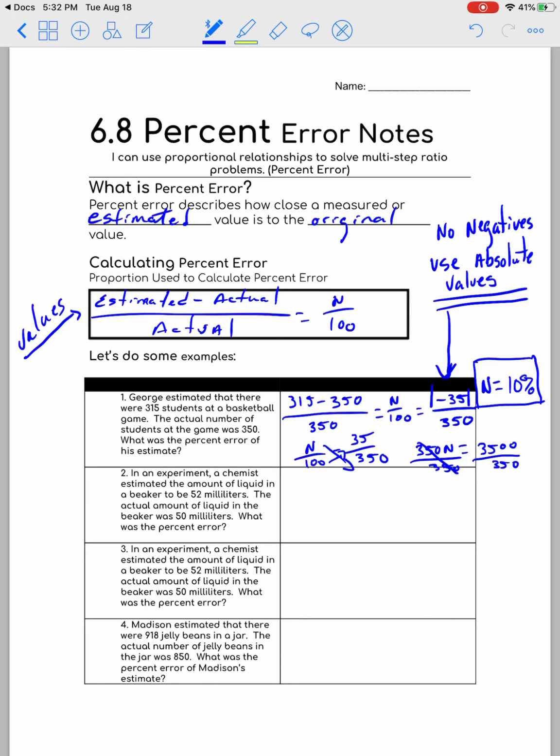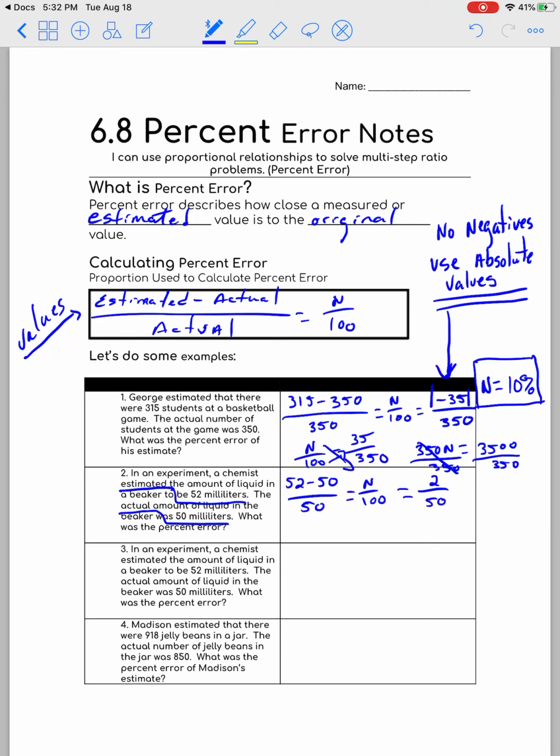In an experiment, a chemist estimated the amount of liquid in a beaker to be 52 milliliters. The actual amount of the liquid is 50 milliliters. What's the percent error? So the estimated 52, the actual is 50. So estimated 52 minus the actual of 50, put it over top of 50, equals n over 100. All right, now solve it out.